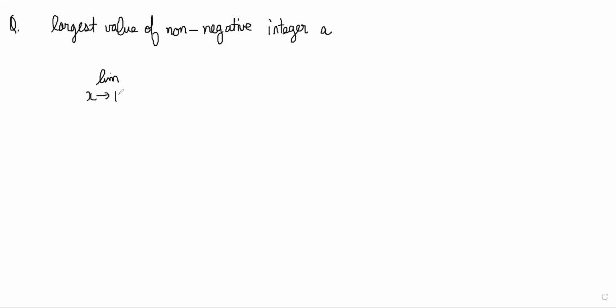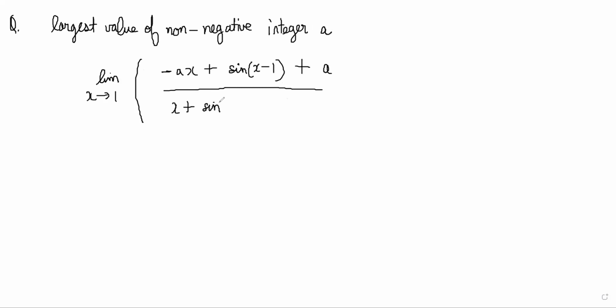Okay, the question is, find the largest value of non-negative integer a for which the limit as x tends to 1 of [(-ax + sin(x-1) + a) / (x + sin(x-1) - 1)] to the power (1-x)/(1-√x) is equal to 1/4, right?